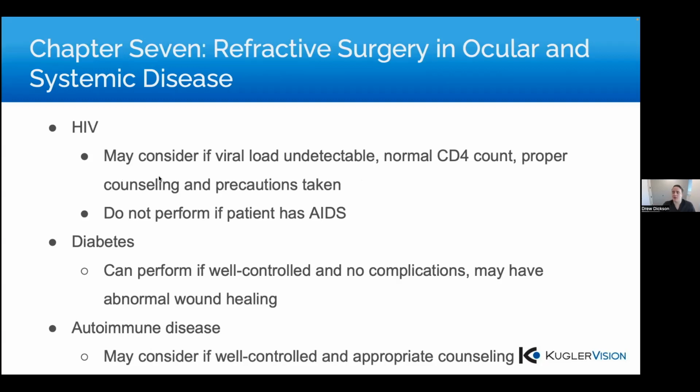Patients with HIV, you can consider doing refractive surgery if the viral load is undetectable and normal CD4 count. You don't want to perform if the patient is significantly immunocompromised. There's concern of doing ablations that you might actually aerosolize the virus. And that hasn't really been substantiated, but there is that concern there. So that's something to think about.